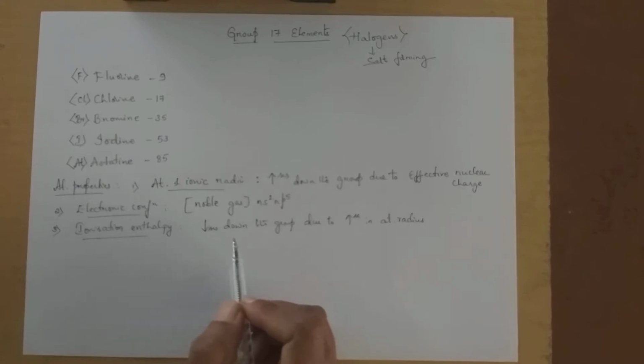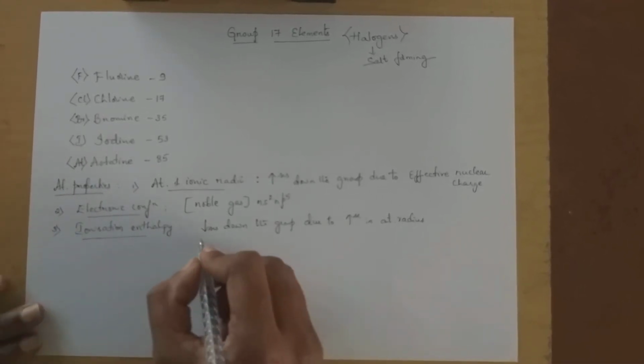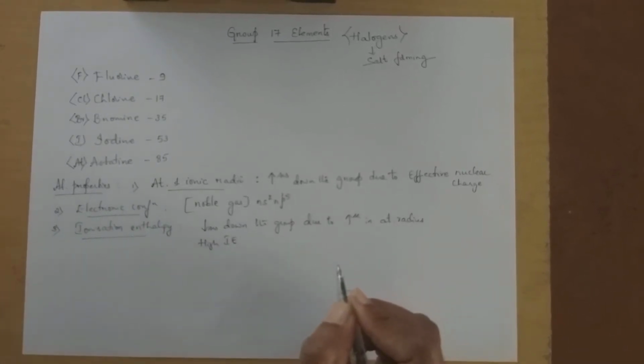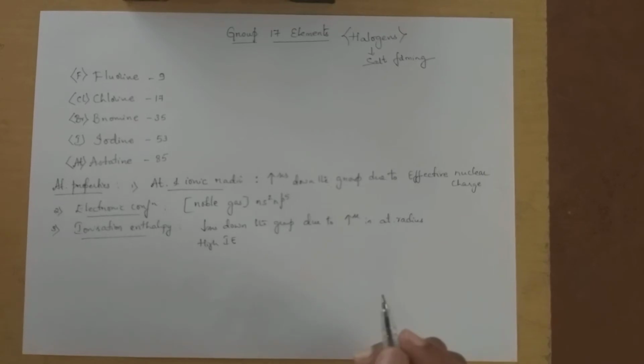Clear? So usually the ionization energy of halogens is very high, that is it has a little tendency to lose electron to form X plus ion. Okay na? So here high ionization energy is utilized. Because these halogens have a little tendency to lose electron to form X plus ion. Clear? So the tendency to form X plus ion is low.